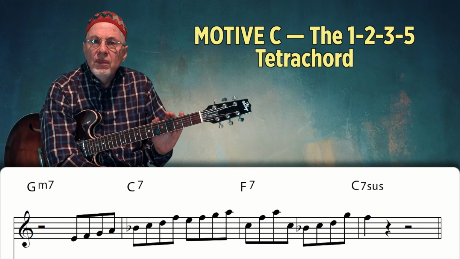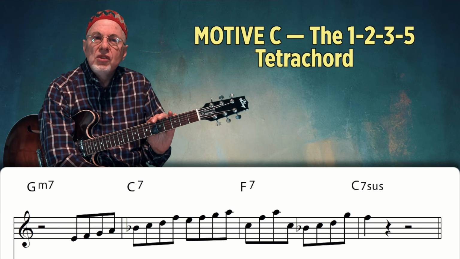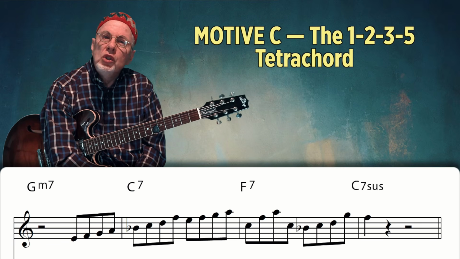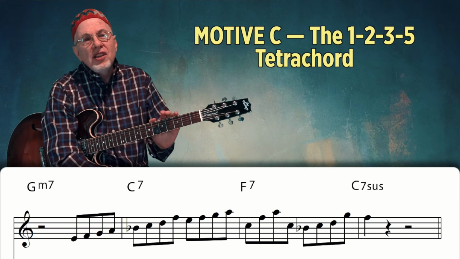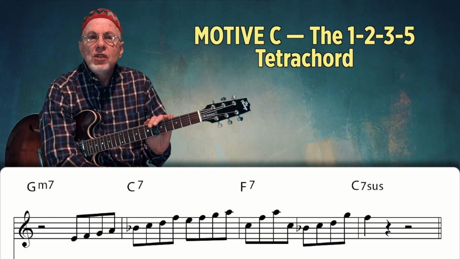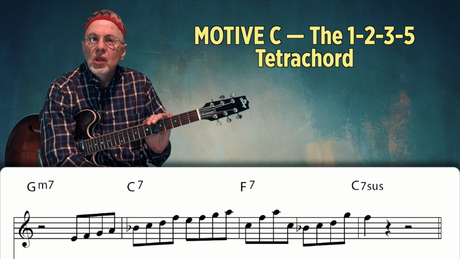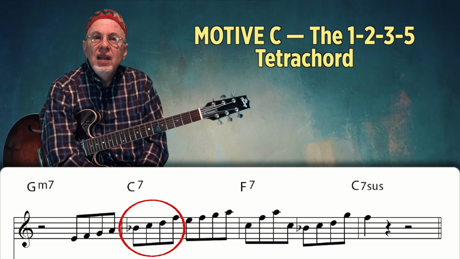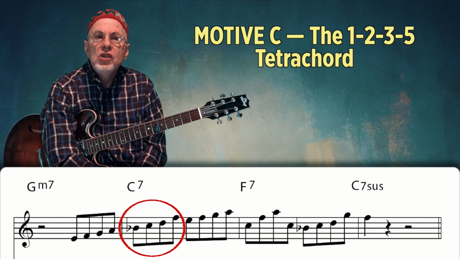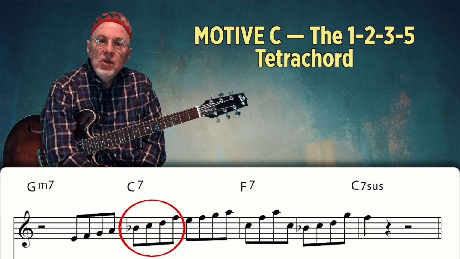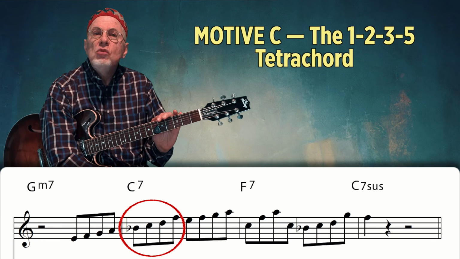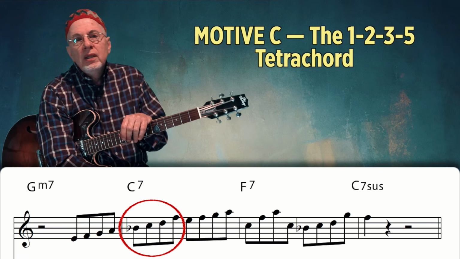Okay, motive C, the 1, 2, 3, 5 tetrachord. This is probably the most famous device in Coltrane's toolkit. He used it constantly throughout Giant Steps, Countdown, and many other solos. Here we find it at the beginning of measure 10. It consists of taking 4 notes: the root, the second, the third, and the fifth of a scale. 1, 2, 3, 5. You can also think of it as a major triad with an added 2.